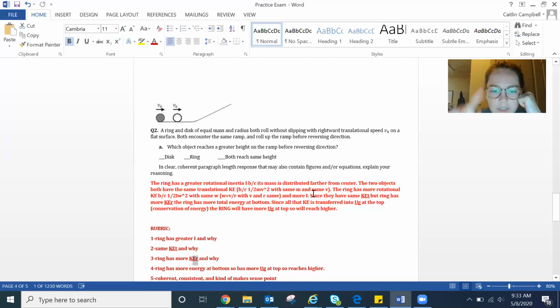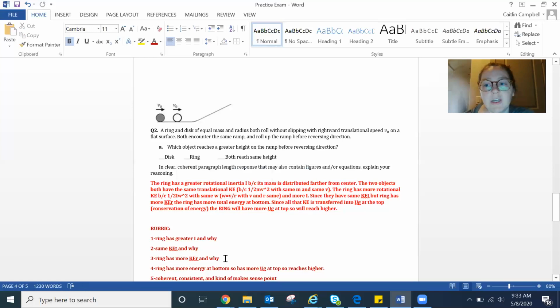You could use the relationship that omega is v over r, or v equals r omega. It's the same thing. And you know that velocity and radius are the same, so omega must be. But you don't have to explicitly say that. So that means they have the same angular velocity omega, but the ring has more I, so the ring has more rotational kinetic energy. So that would be your third point.